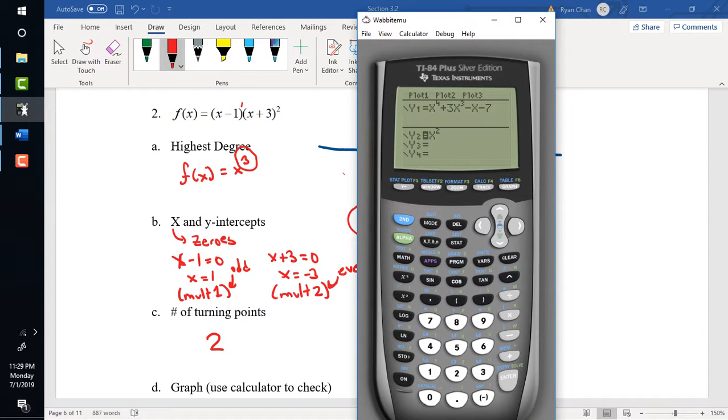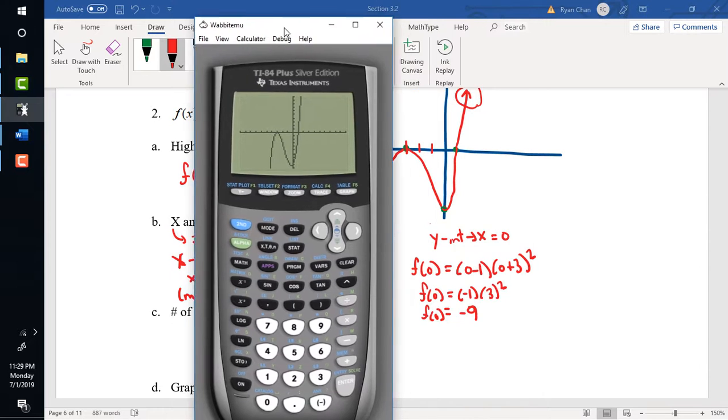So let me erase all this here. And I have x minus 1 times x plus 3, quantity squared. And I'm going to graph this.